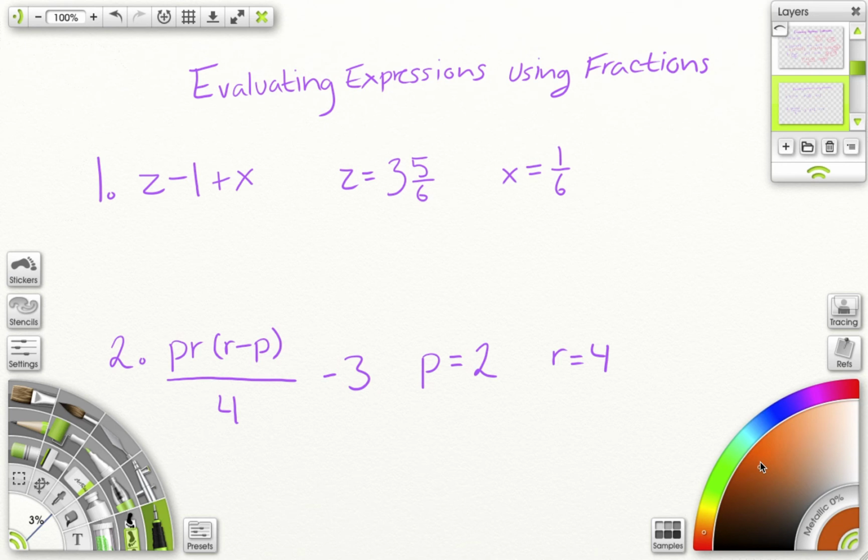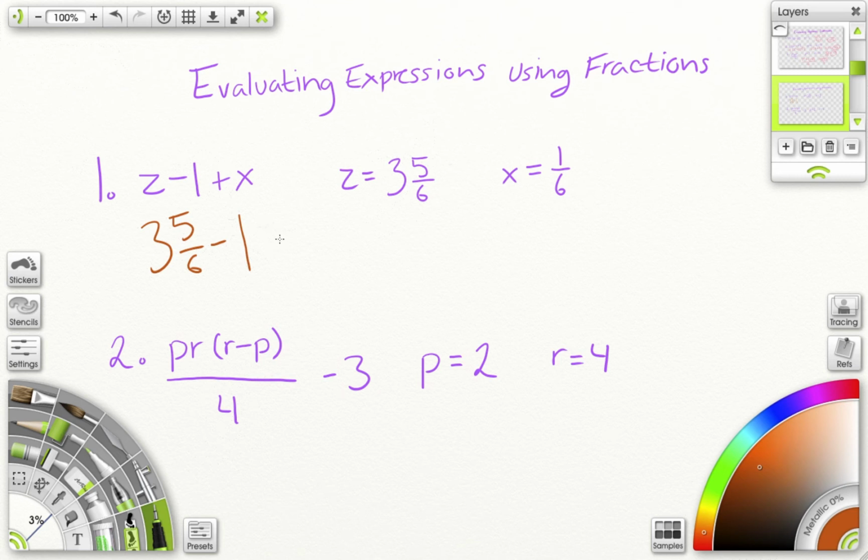So my first problem is z minus 1 plus x. Z is equal to 3 wholes and 5/6. So I have 3 and 5/6 minus this 1 is a whole number. So if you have a regular number in a fraction problem like this, it means it's a whole number. Okay? If there's a little fraction beside it, that means yes, it's a fraction.